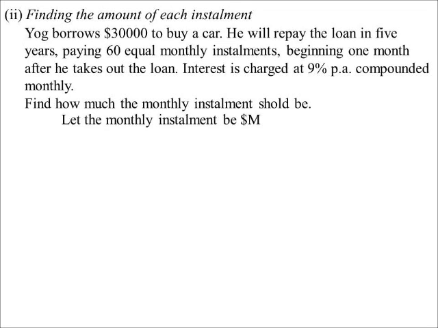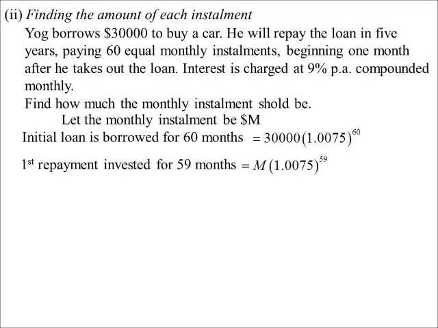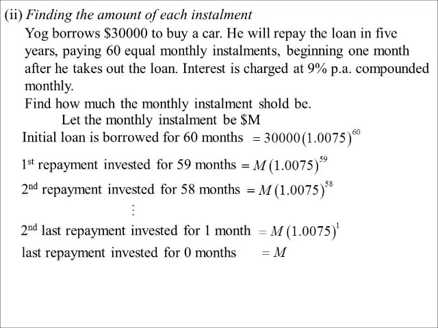Now, I don't know how much you're going to pay yet because this is what we're trying to work out. So let's say it's just M for monthly repayment. The initial loan will be over 60 months. So I know this is how much I owe the bank: 30,000, 1.0075 to the power of 60. First repayment will be in there for 59 months. Second repayment, 58 months. So on and so on and so on. Second last one, 1 month. And then the last one, of course, is in there for no months. So I give them the last repayment, we're done.